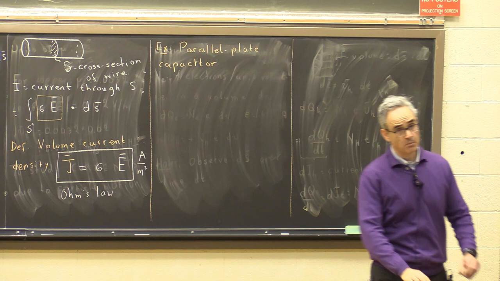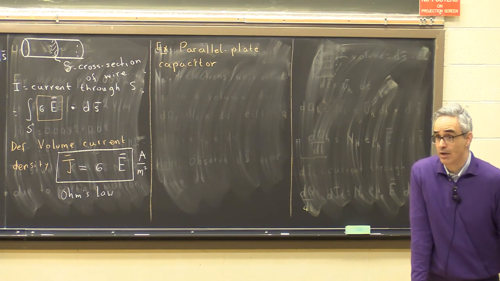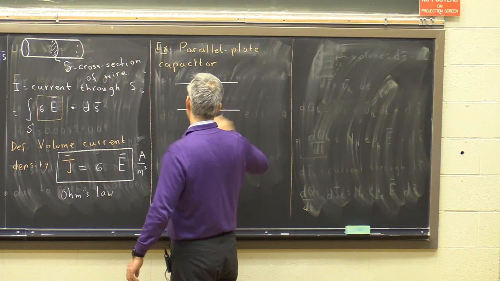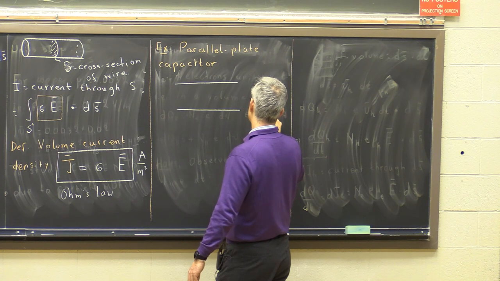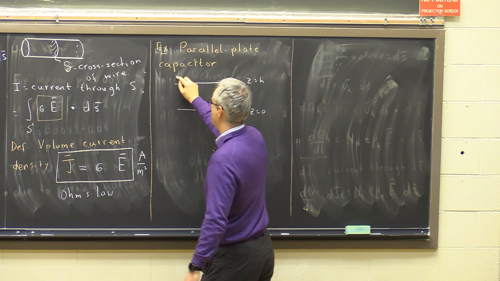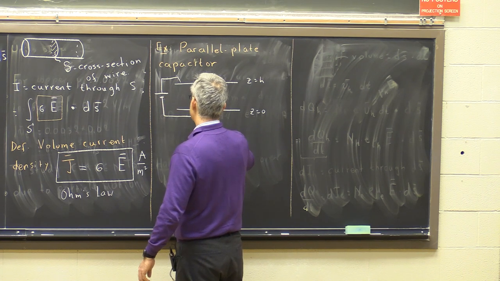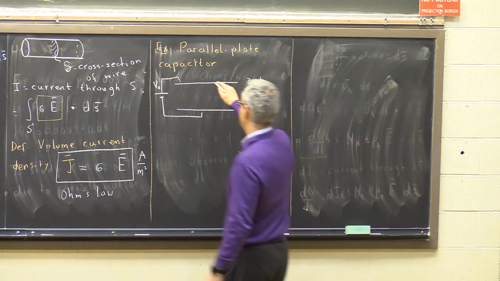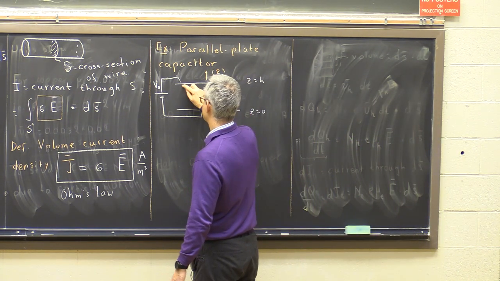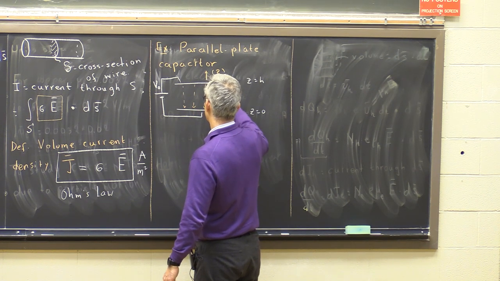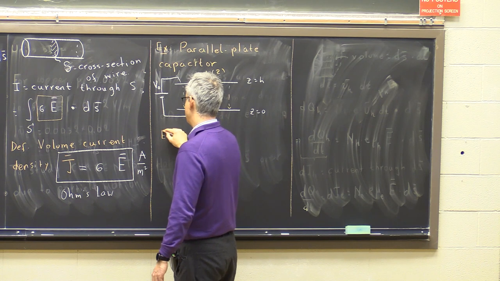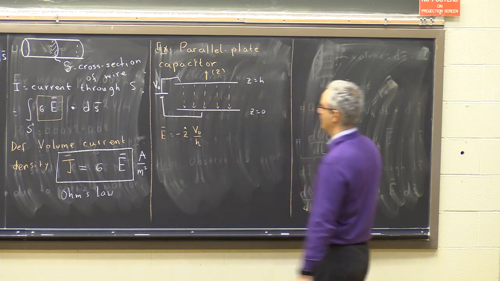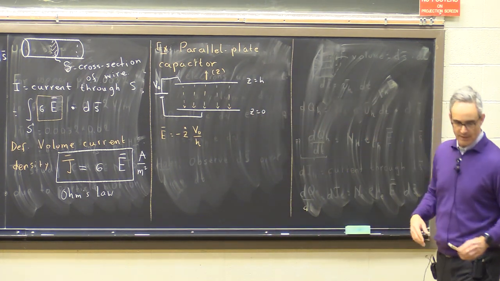So I will use the form of the electric field that I proved with the Laplace equation. If you remember my example of the Laplace equation, we had those two plates, z equals 0 and z equals h, and we showed that if there is a potential difference between the plates equal to V naught, the electric field can be expressed, this being the z-axis, as minus z hat V naught over h, in volts per meter, obviously.